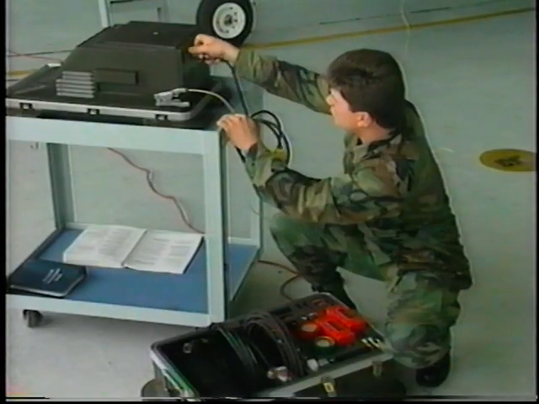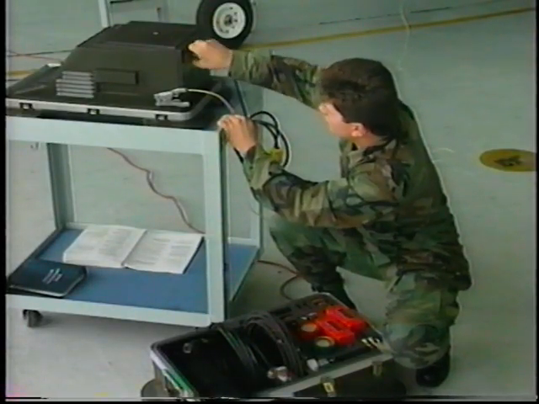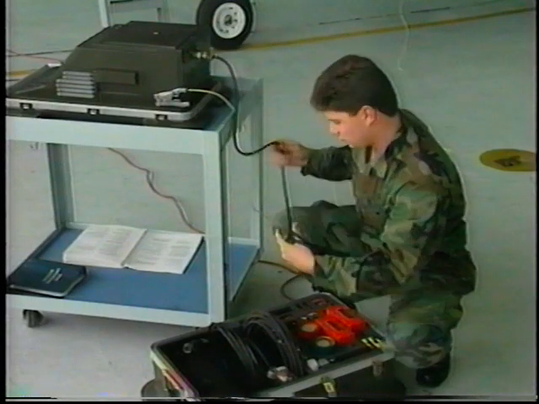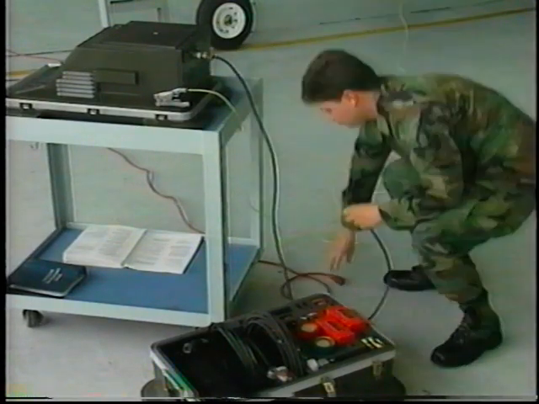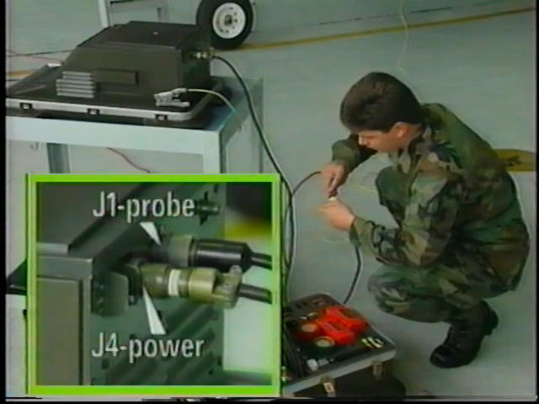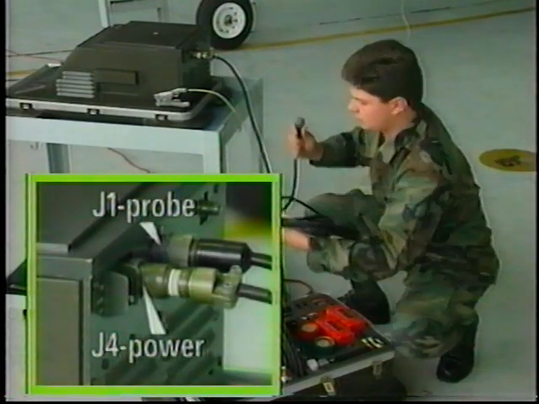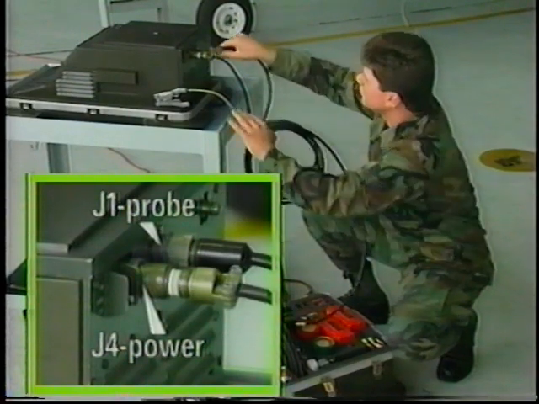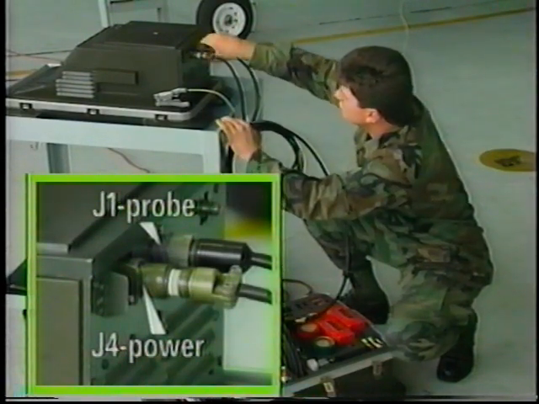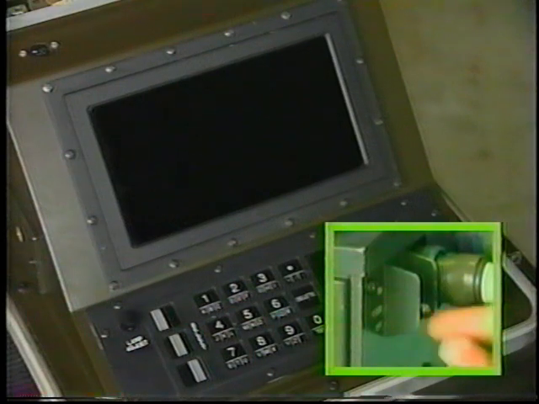Next, the system must be connected to a power source. Determine what power will be used and select the proper power cable. Attach it to the connector on the rear of the test set. If either insertion loss or VISWAR is to be performed, attach the appropriate probe to J1 while the system power is off. Turn the power switch on.